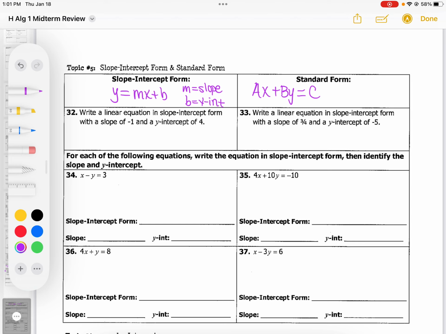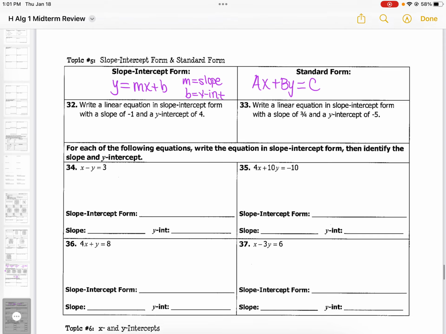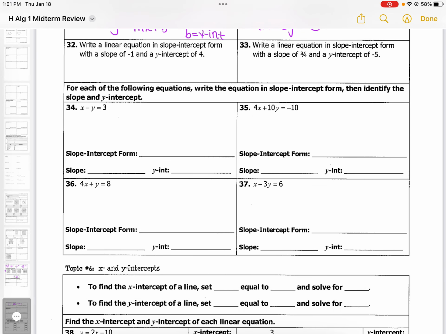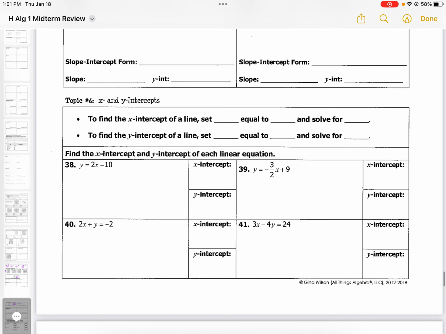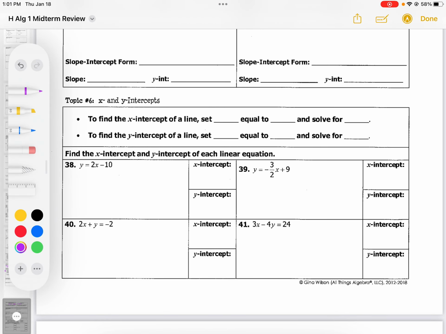So all of those questions are going to be giving you equations. It looks like they're all in standard form, and you're going to solve them for y to put them in slope-intercept form, and then indicate their slope and y-intercept. The next topic is x and y-intercepts.